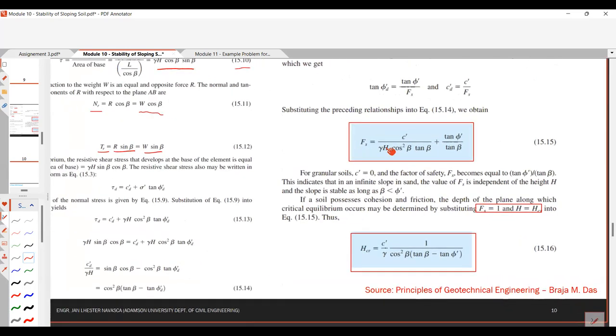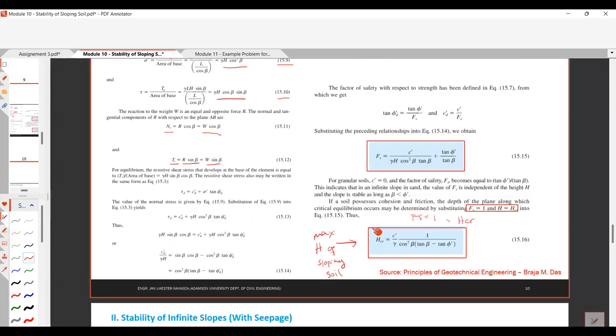So if we solve this H, and we let this Fs is equals to 1. So we all know that if Fs is equals to 1, that is the critical factor of safety. So kapag nag-solve ka ng H doon, at Fs equals to 1, that we call the critical height, HCR. So this will be Fs is equals to 1 when your H is equals to HCR. This is the critical height, the maximum height of your soil. Anything above HCR will cause failure. So that is why this is the critical height.